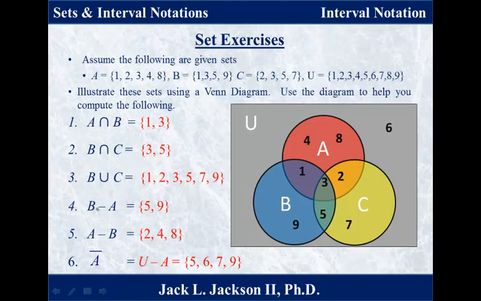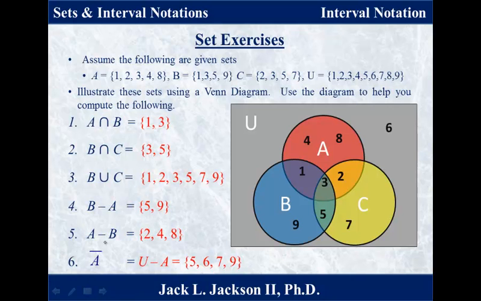B take away A. So we start with B, 1, 3, 5, and 9, and we erase things that are inside of A. We erase or eliminate or remove 1 and 3. What's left? Just the 5 and the 9. So it's the set containing 5 and 9. You can't just say 5, 9. You need the curly braces to make it a set. The set needs the container.